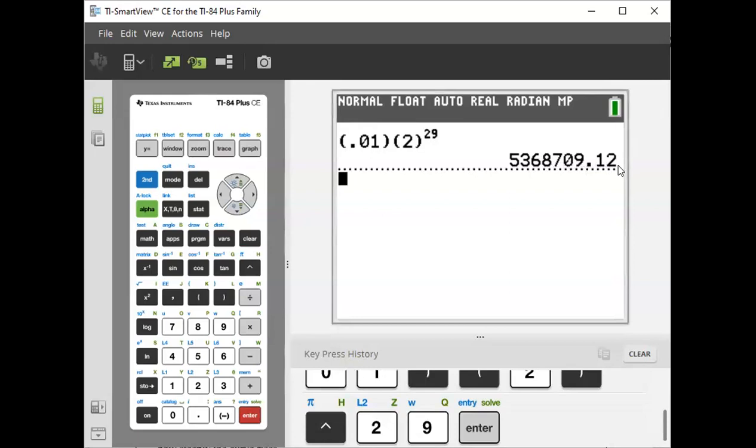5368709.12. If we go backwards and look at our commas, we have a comma before the 7 and a comma right after the 5. So 5,368,709.12 dollars. So you just drop that down.